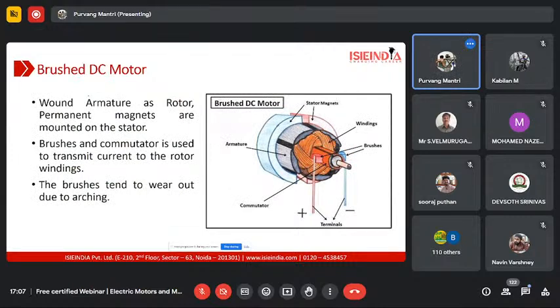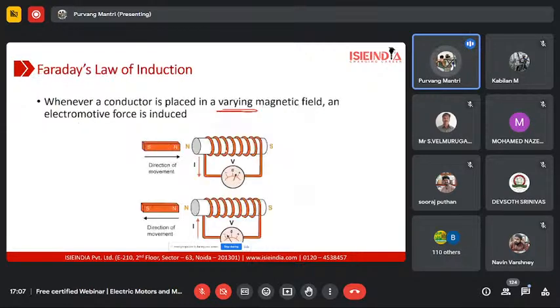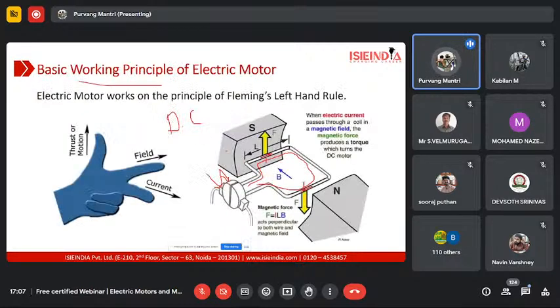And this is the basic, as we started this session, we looked into the basic working principle of an electric motor. That was the best example of a brushed DC motor. In this working principle, we saw that there was just one winding, just one coil, which was placed within a magnetic field. But if we want higher torque, then we need to increase the number of windings in the rotor itself.